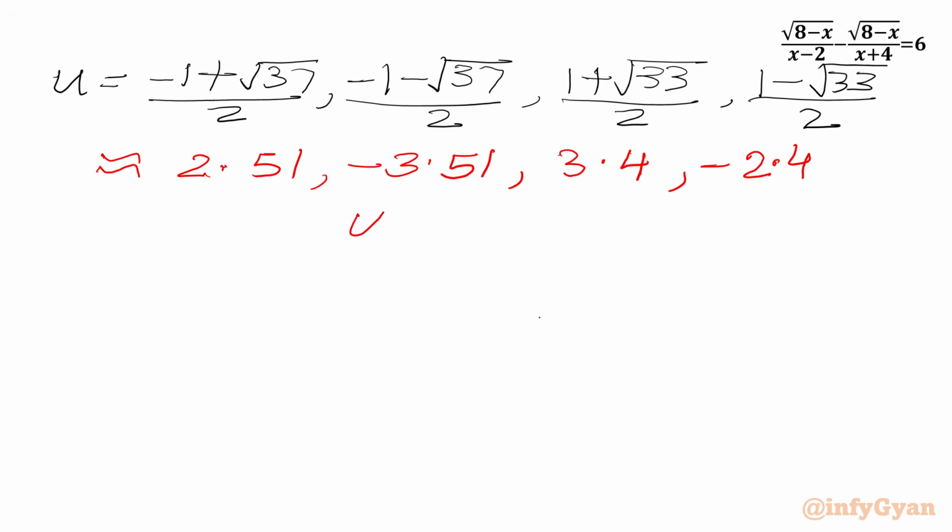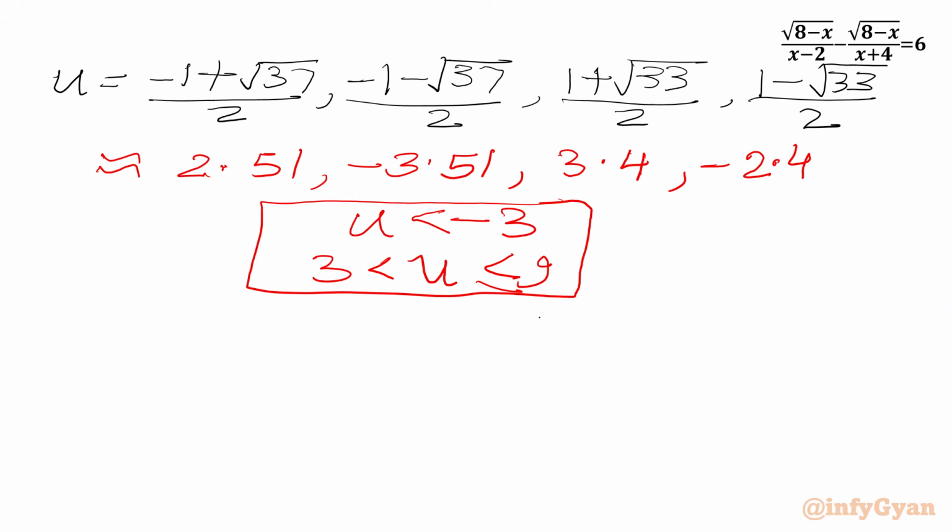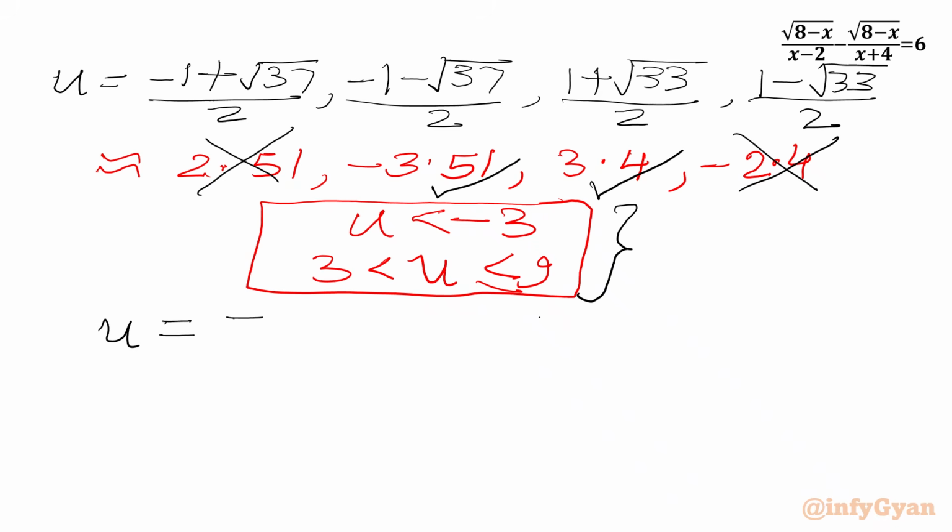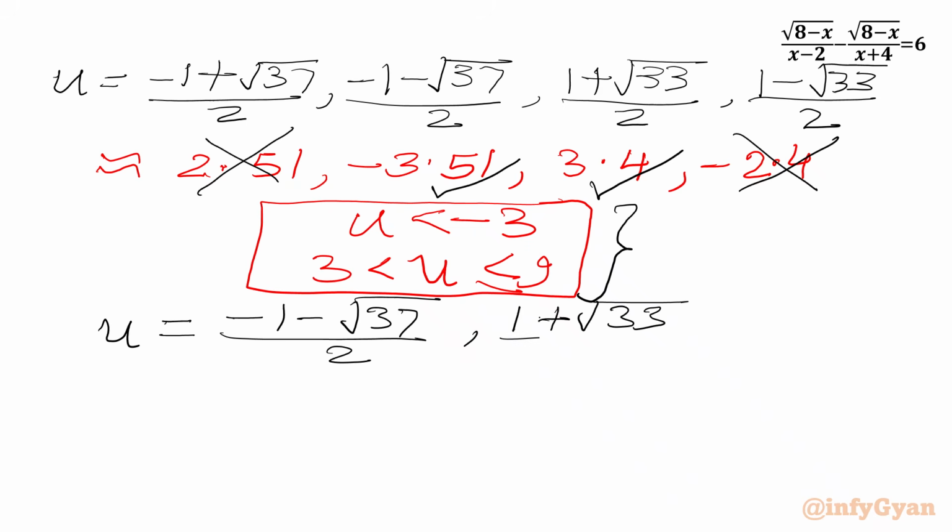Now we have conditions on u. u should be less than minus 3 or u should be in the interval 3 to 9. Now we have to cross-examine which u values we are going to reject and which solutions we are going to accept. So these two solutions are accepted. These two would be rejected as per our restricted list. So we will write u equal to minus 1 minus square root 37 over 2, and here we'll write 1 plus square root 33 over 2.